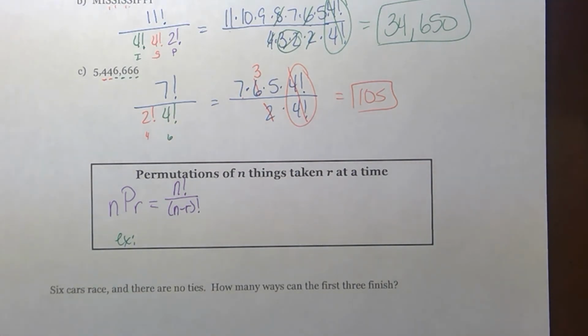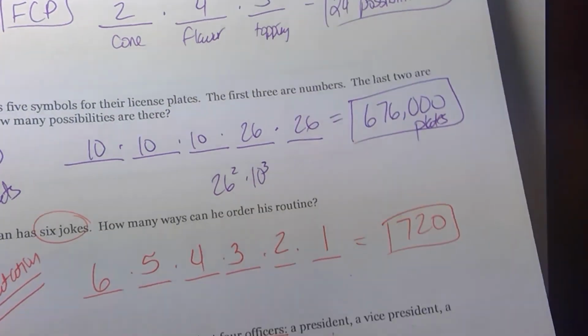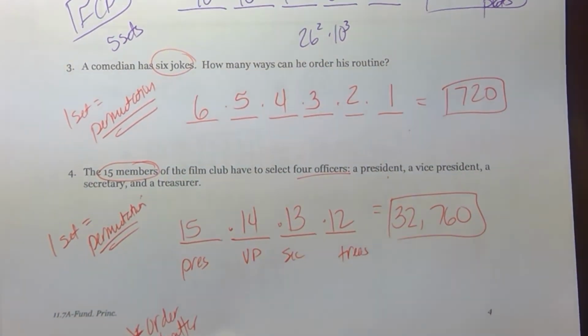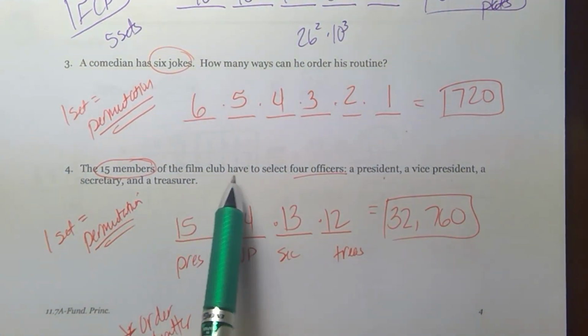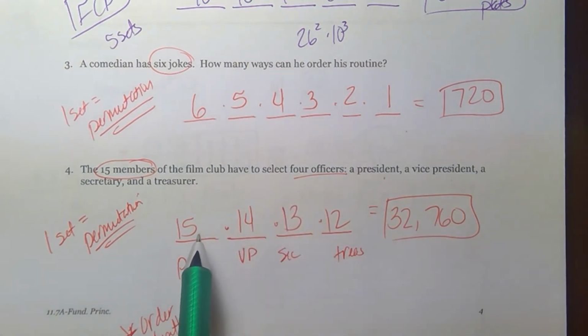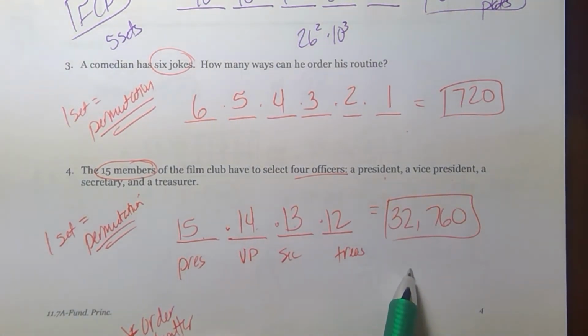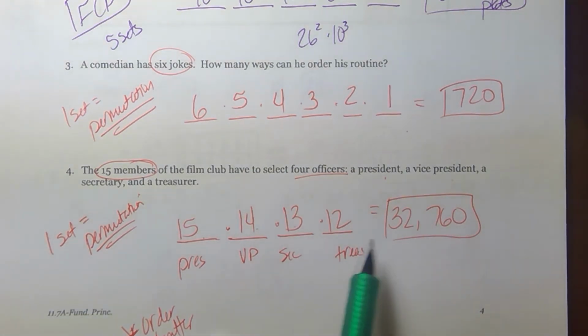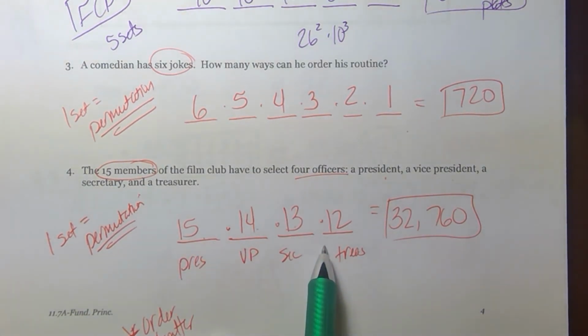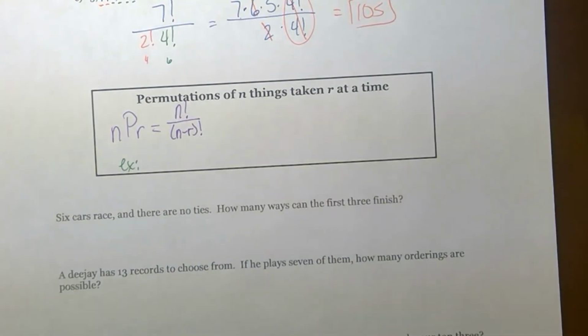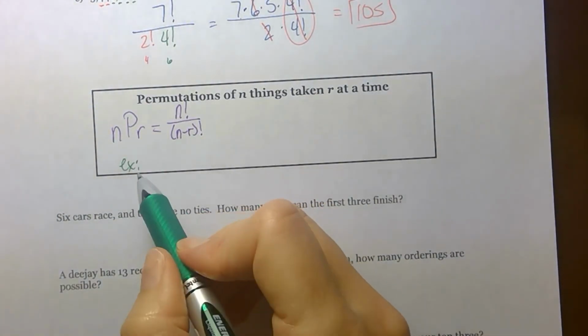Okay, here we go. Back on the 4th page of our notes, on number 4 actually, we had 15 members of the film club. We picked 4 officers. We did 15 times 14 times 13 times 12 and got this total of 32,760 because of this. That is a permutation problem. Here's how we work with permutations.